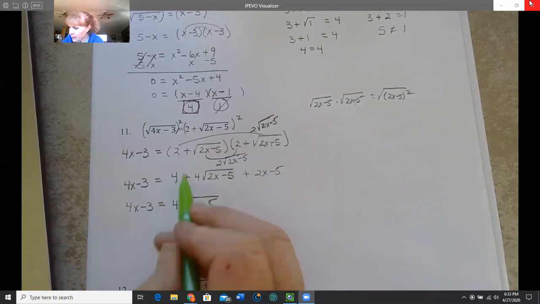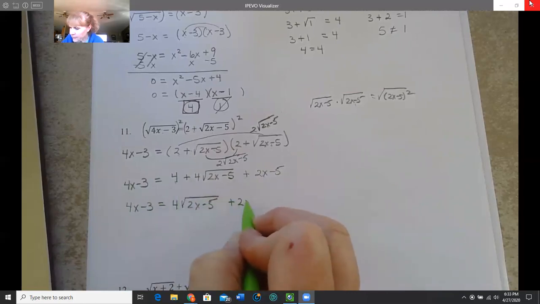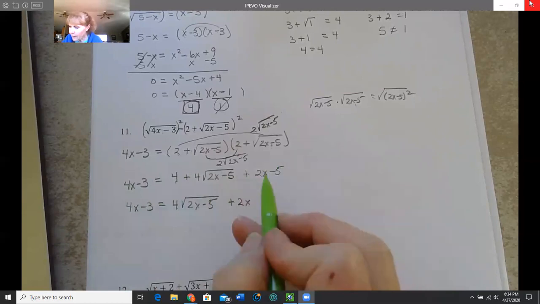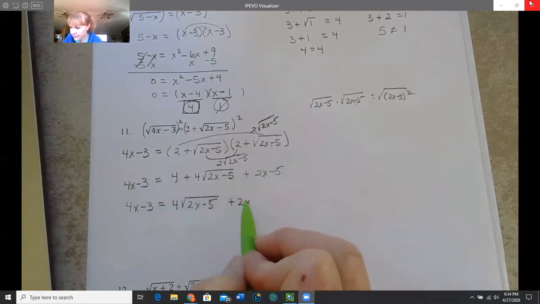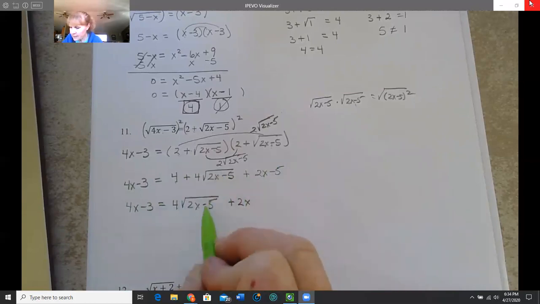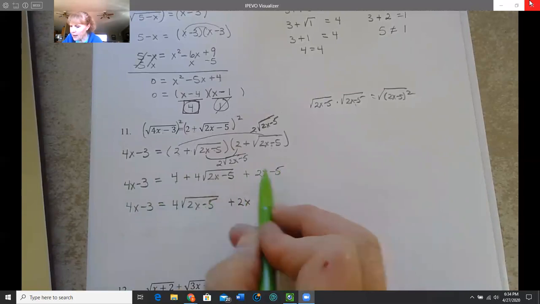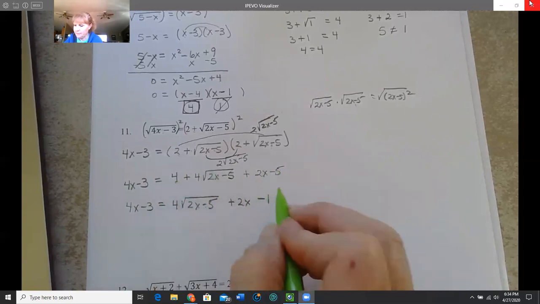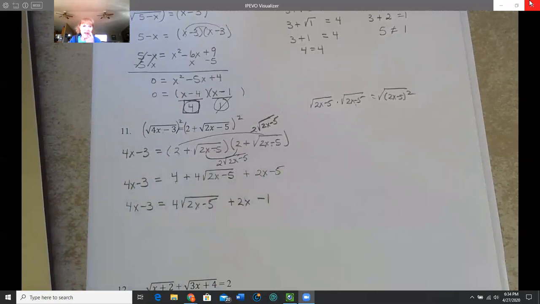The 4. I have the 2x right here. I've got this, and a -5 and 4 is a -1. I just cleaned up that right-hand side. It doesn't really matter the order you put these in. Just make sure you have a plus in front of the 2x, a plus in front of the 4, it's a positive, and a -1.